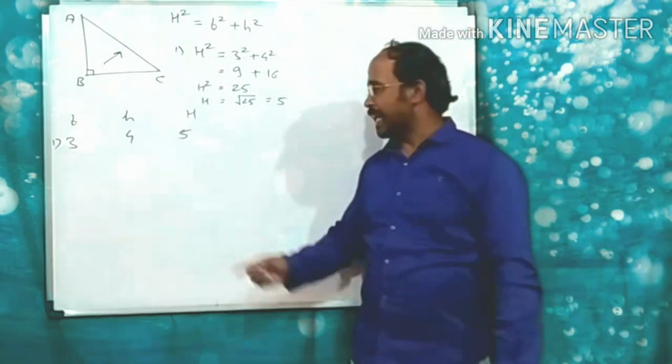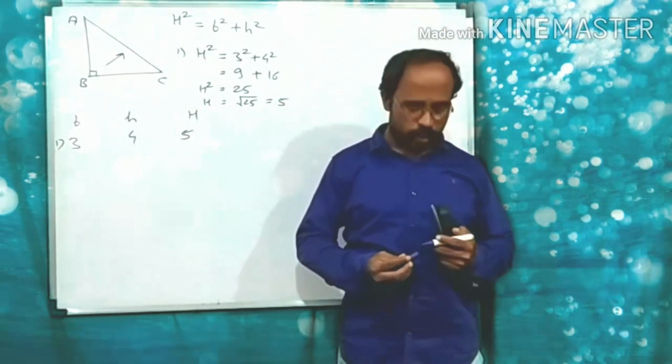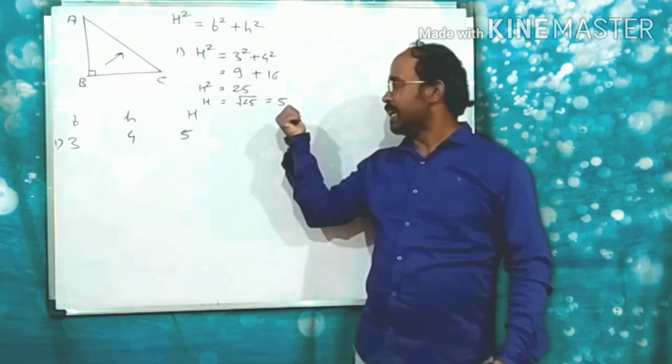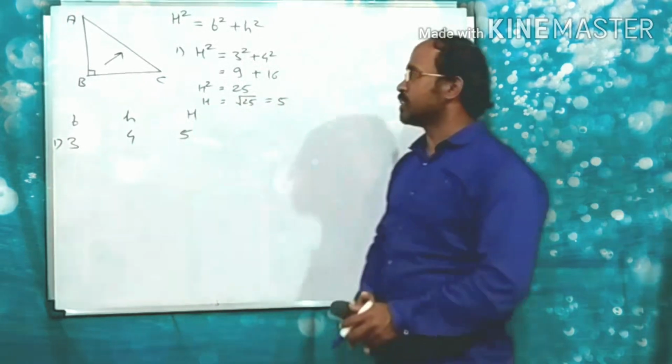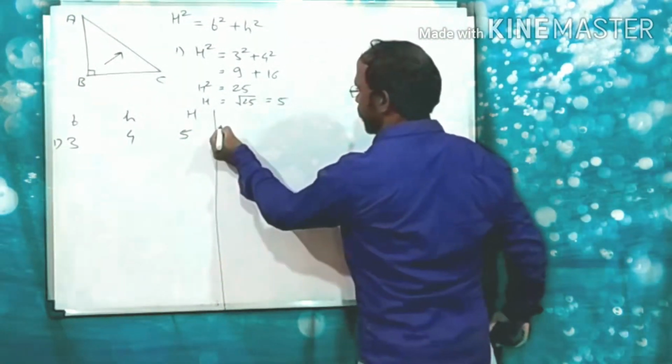Got it students? Now this 25 is a perfect square number. What do you mean by a perfect square number? A number whose square root is a natural number, like this 5. Okay students, let us see one more example. Second example.